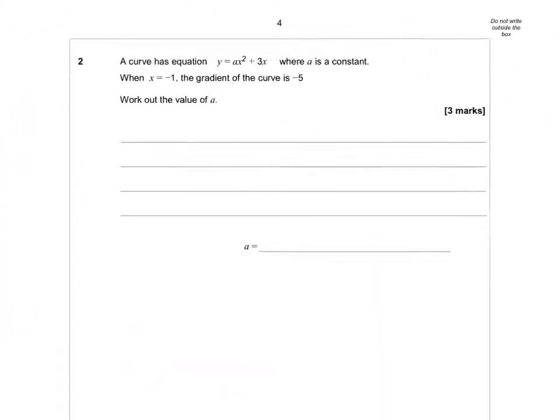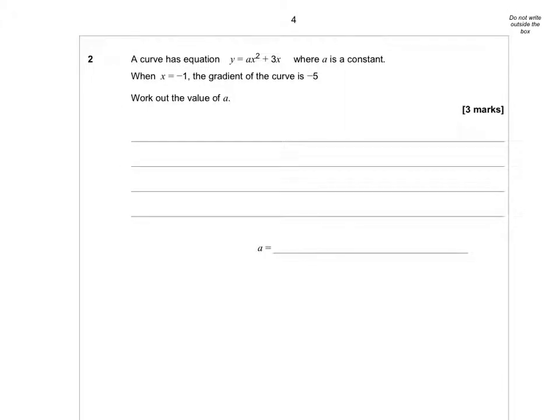Question 2. I've got a curve. It's going to be a parabola. a is a constant, and it talks about the gradient. If I'm doing gradient, I know I've got to differentiate it. So dy by dx of my curve, if I differentiate y, I'm going to get 2ax + 3.